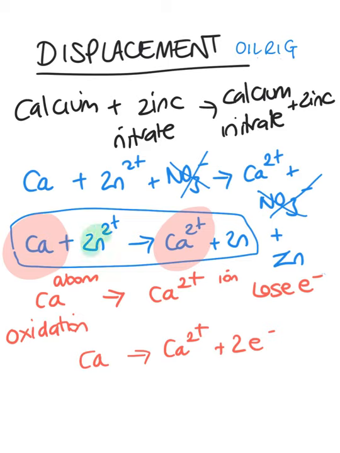Now we're going to look at the zinc and what is happening to the zinc, Zn. Similarly, but you will see the other way round, we have got Zn2+ turning into Zn on the other side.